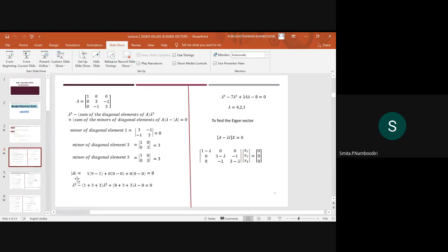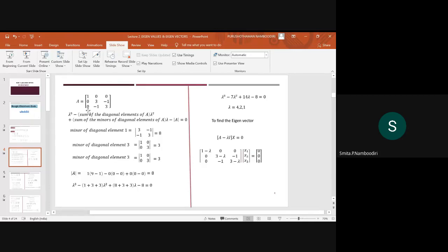Next, find the determinant of A. Either you can use a calculator to find the value of the determinant of A, or you can do it manually. So 1 into 9 minus 1, minus 0. This should be minus, I think. Minus 0 into 0 minus 0, plus 0 into again 0 minus 0, which is equal to 8.